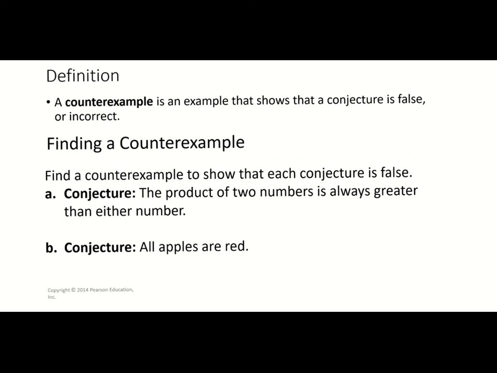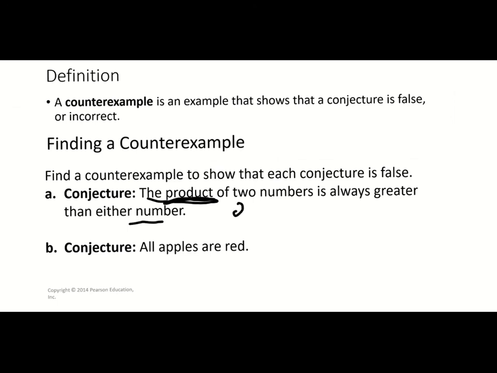I used to teach math in middle school, and middle schoolers are infamous for loving to prove their teacher wrong, so they always wanted to find a counterexample. And all you have to do, if you have a conjecture, to show that it is false, is to find a counterexample. So here they want us to find a counterexample that shows that the product of 2 numbers is always greater than either number. So product, remember, means the answer to a multiplication problem.